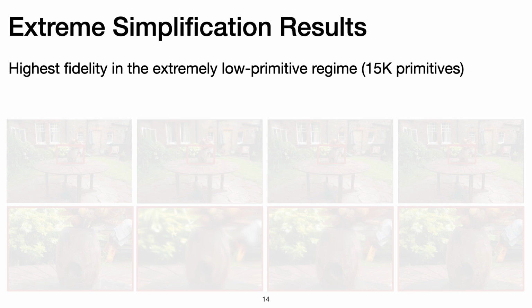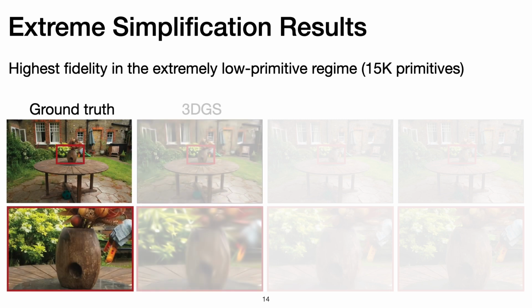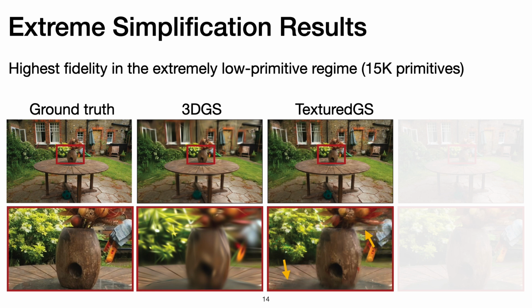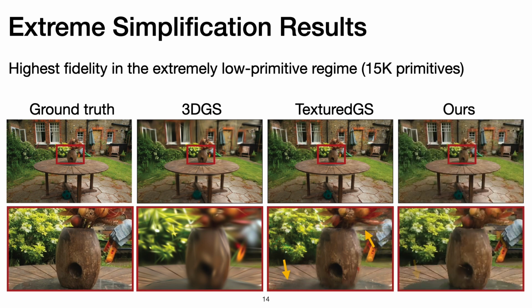Finally, let's take a look at some results. In this example, we evaluate our method in the extremely low primitive setting, using only 15,000 primitives. Standard 3D Gaussian splatting struggles in this low primitive regime and produces blurry renderings. Texture GS improves fine details by introducing textures into Gaussian splatting, but several regions still remain blurry. In contrast, our method preserves significantly sharper structures and achieves the highest visual fidelity under the same primitive budget.